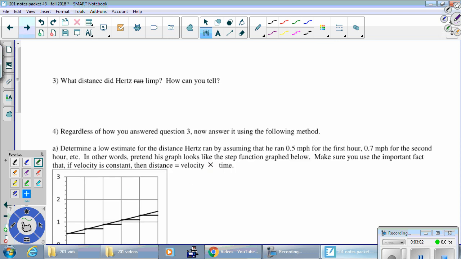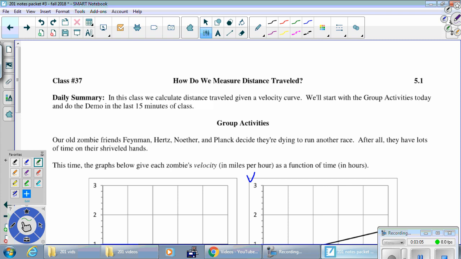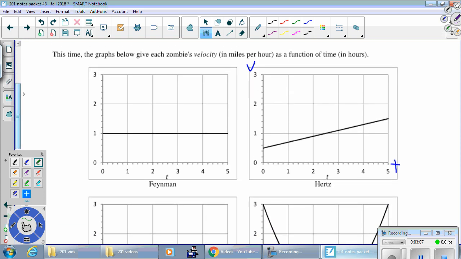Okay, on the next page, what distance did Hertz limp? How can you tell? Hertz's graph is this top right here. This one would be challenging, because at every moment in time, his velocity is different than it was the previous moment. However, if we're clever, we can say the velocity here maybe was 1/2, and the velocity at the end is maybe 1.5, but they average out to 1. So we can pretend that at this one instant and at that one instant, he was actually moving at 1 mile an hour, the average of both. And if you pick a point right here, it's got a corresponding partner over here. And again, they both average out to 1.